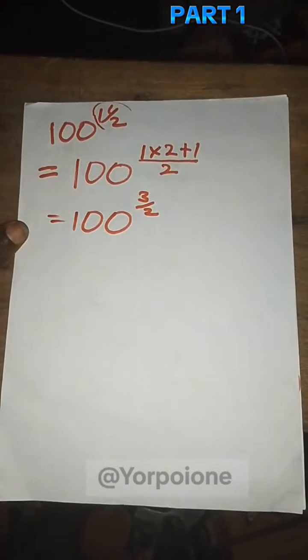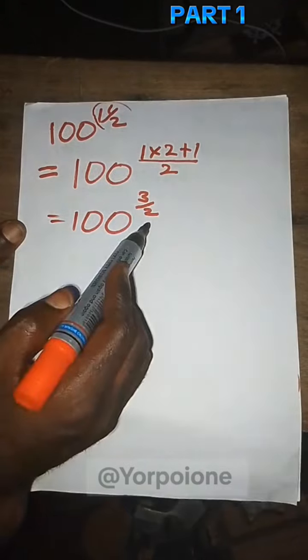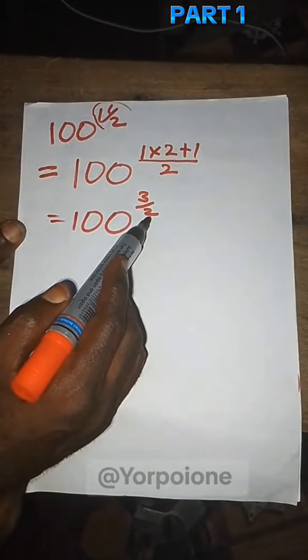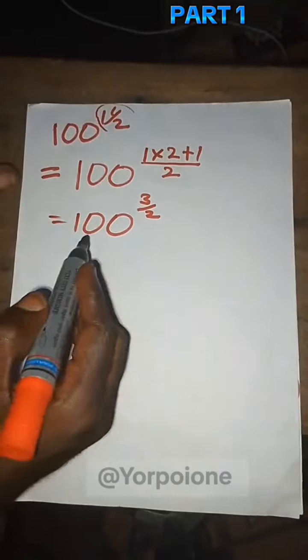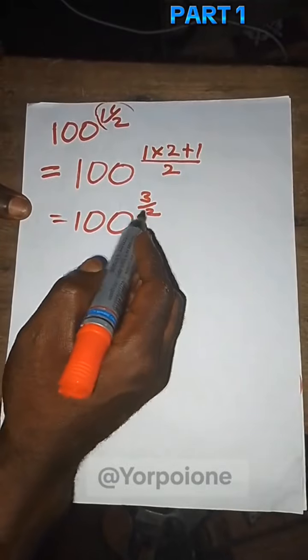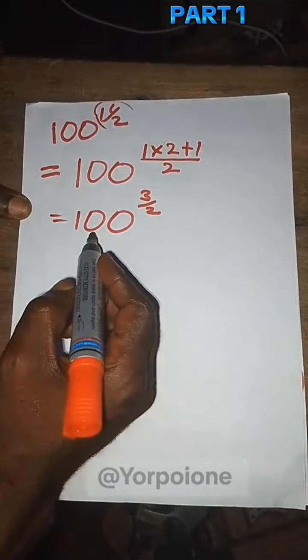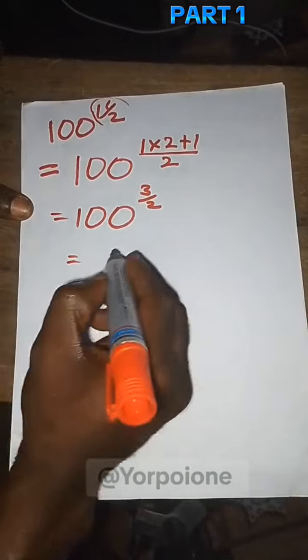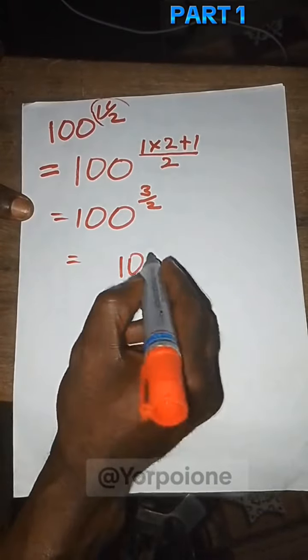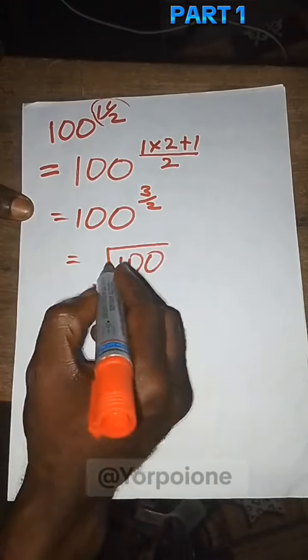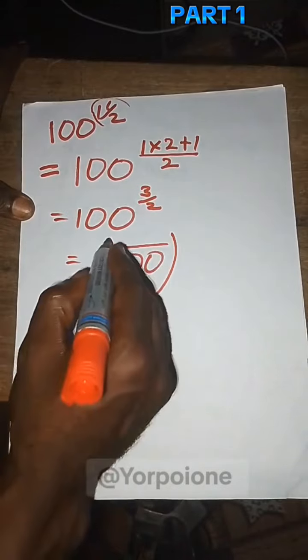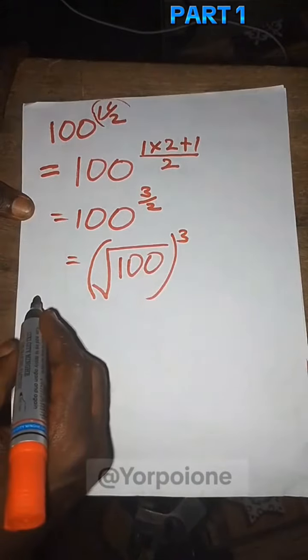We can now apply the law of indices here. And what do we need to do? If we can go back to the law of indices that has to do with the fractional law, of course, we discussed that one. That at any time you have something like this, the denominator has to take the root and the numerator has to take the power. So in this case, we have the square root of 100, of course we know that, and we have all to the power 3.